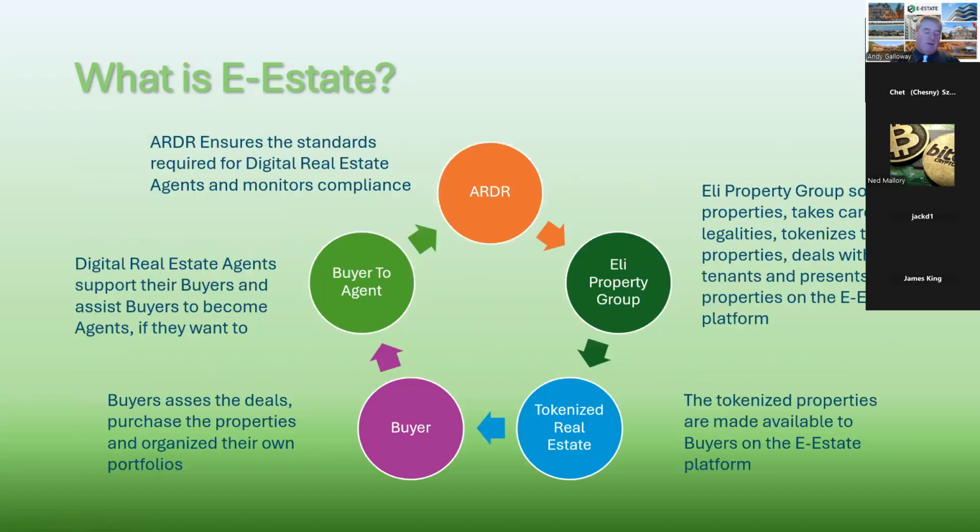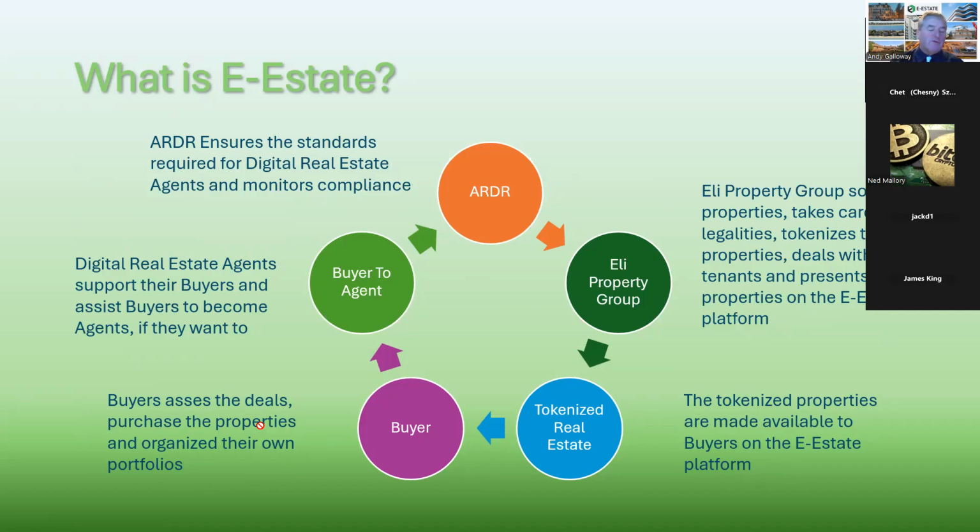So this is kind of how it works. Eli Property goes out and sources the properties. Eli Property sources the properties, takes care of everything else, and then eventually says, let's put this on the platform. So then the tokenized property is made available to buyers on the platform, and then buyers assess the deals. You haven't got to buy every single property. In fact, you probably won't.